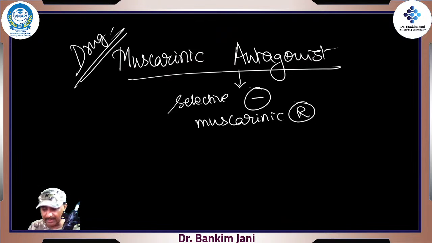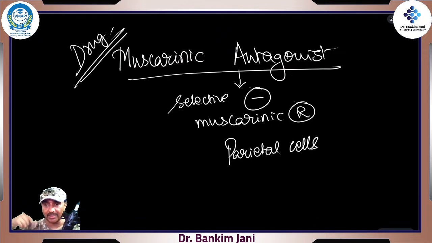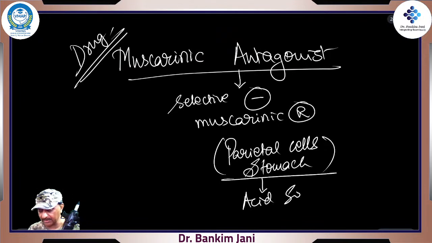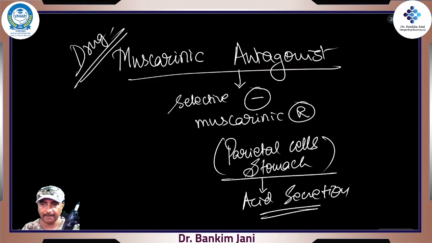Now these muscarinic receptors, where are they present, right? It is like, say, in the parietal cells of the stomach. These parietal cells, they are doing what? Well, they are releasing acid, right? Acid secretion. They are doing acid secretion. Makes sense, na? Makes sense.